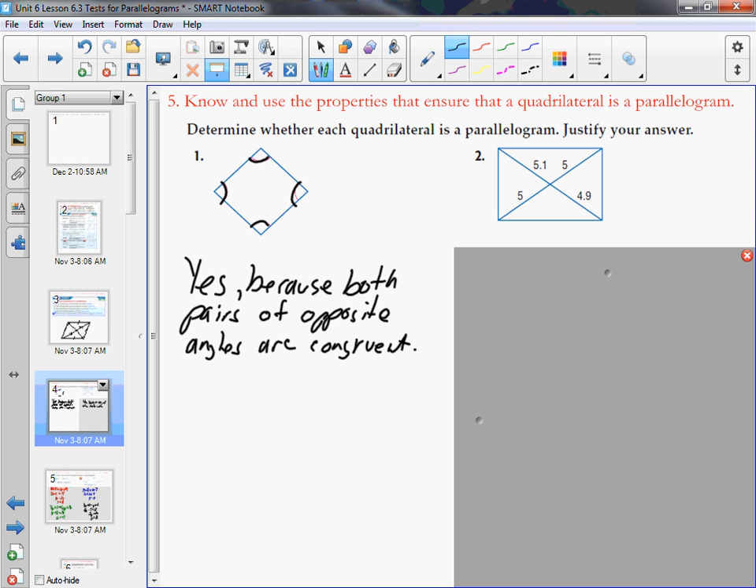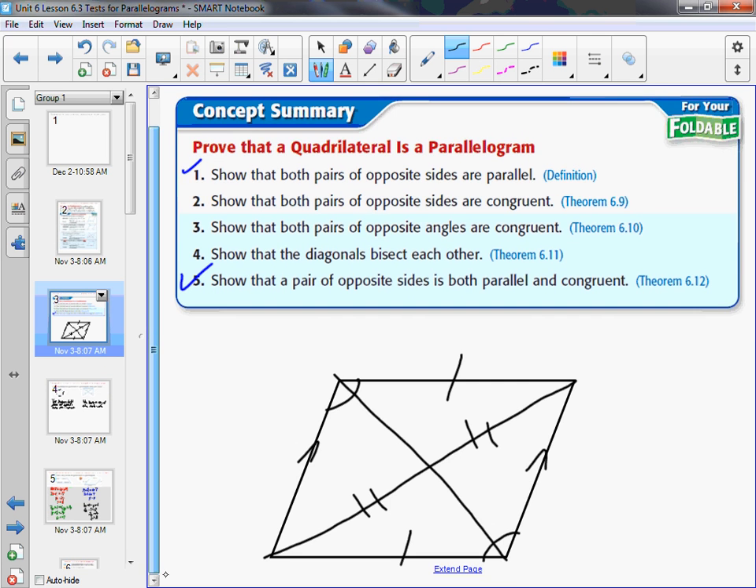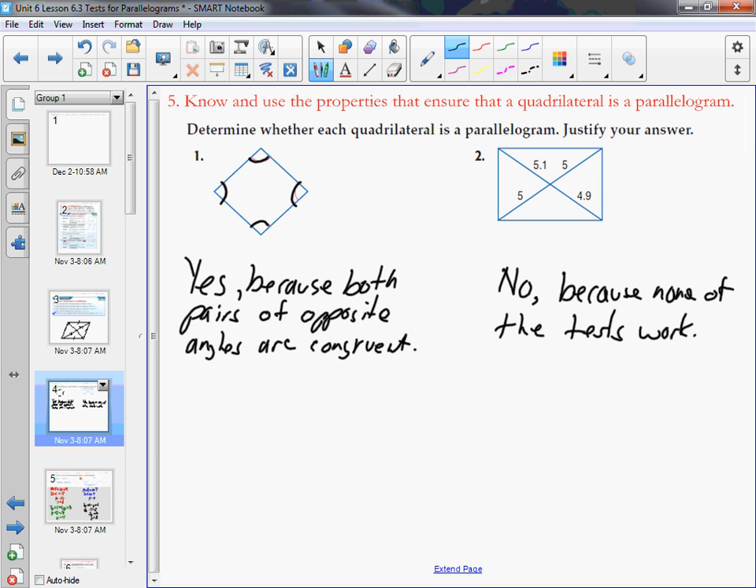All right, number 2, is this one a parallelogram? No, it's not. Now, I'm going to stick with what I said before we worked one. If the answer is no, it's because none of the tests work. But that's kind of a generic answer because, how do I want to word this? When we were looking at this and we said none of the tests work, we don't know for certain it's a parallelogram. We also don't know for certain that it's not a parallelogram, do we?